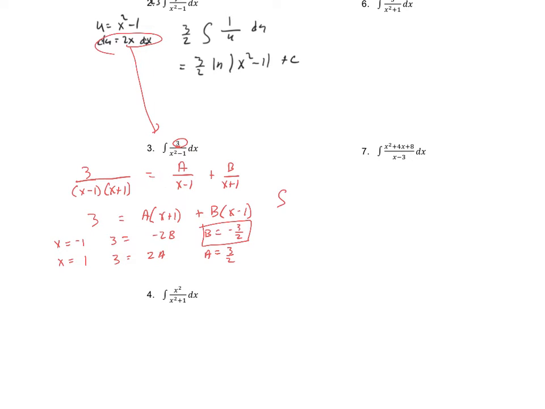So now I know I'm going to have the integral of 3 over 2 over x minus 1 plus negative 3 over 2 over x plus 1 dx. So we know that's going to go to 3 over 2 natural log x minus 1 minus 3 over 2 natural log x plus 1 plus c. So a different technique just because that x was not there.